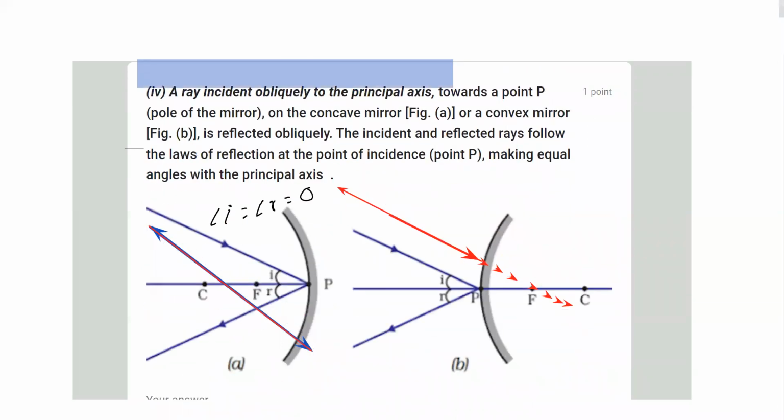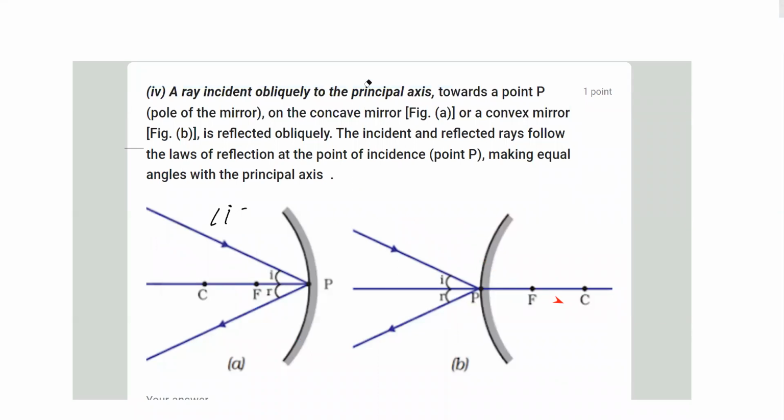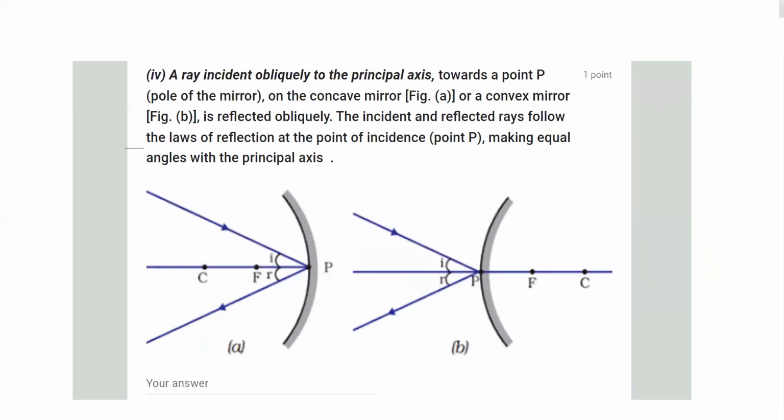The last case is when the ray of light is falling obliquely on the pole of the mirror. By obliquely, it means it is neither parallel nor perpendicular, right? Obliquely means with some angle. So when a ray of light is falling obliquely, that means with some angle, at the pole of the mirror, the reflected ray also comes out with the same angle.